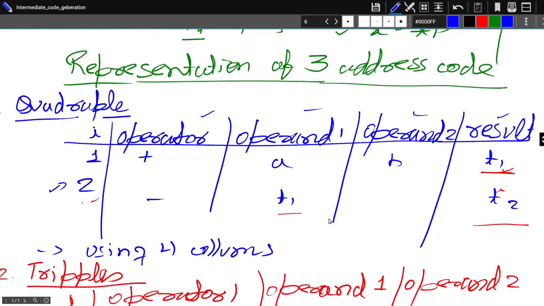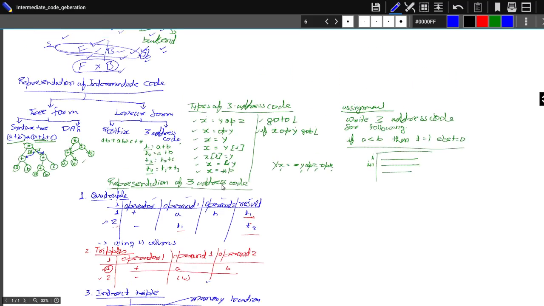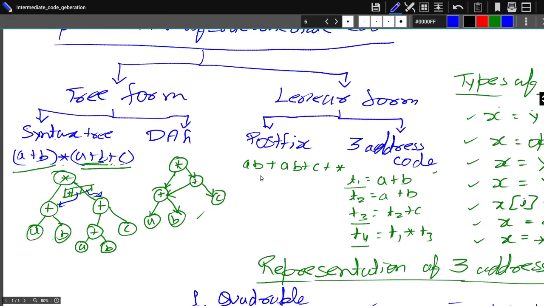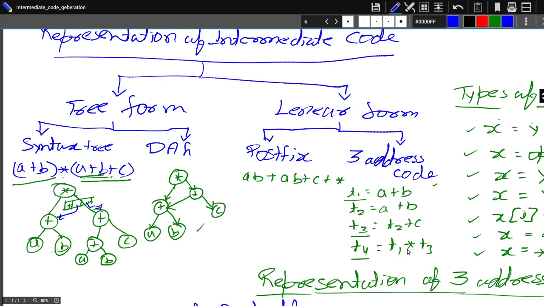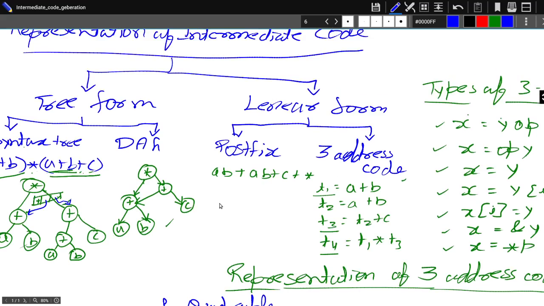So these are certain things that we have seen here in 3 address code as well as intermediate code representation. Basically, 4 things that we have seen in intermediate code representation: tree form or linear form. In tree we have seen syntax tree and DAG tree, and in linear form it can be postfix and 3 address code. We elaborated a little on the 3 address code, and we have seen different representations of 3 address code.